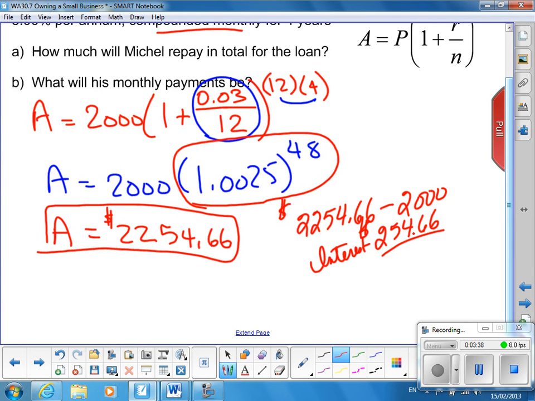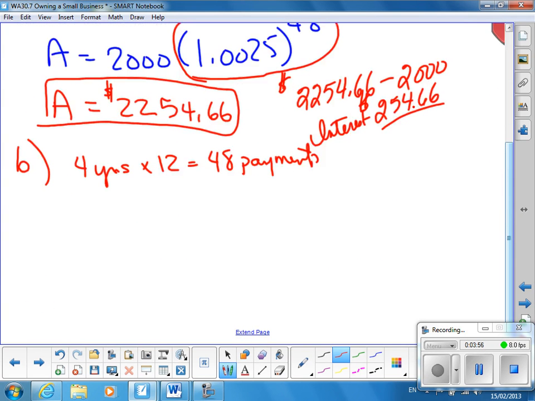All right, what will his monthly payments be? First, we have to figure out how many payments there are. You have 4 years of payments times 12 months in a year is 48 payments. You take the amount of money he borrowed with the interest and divide it by the number of payments, and you find out he has to pay $46.97 per month.